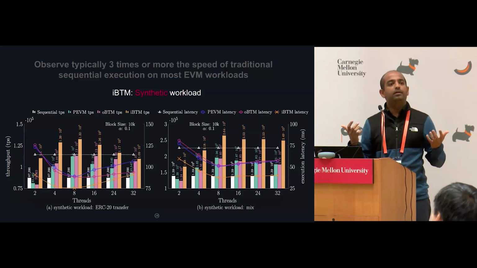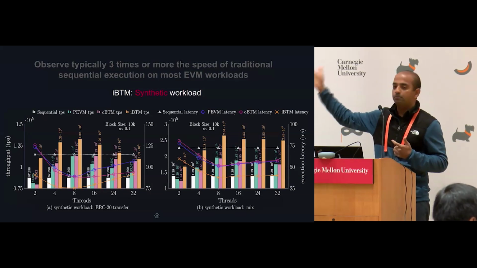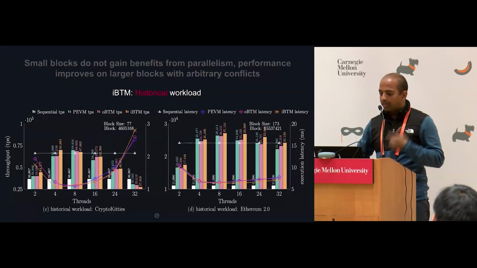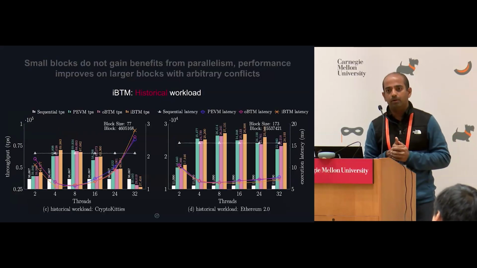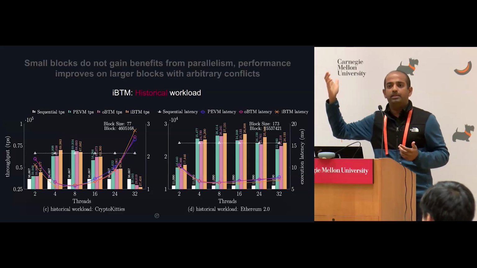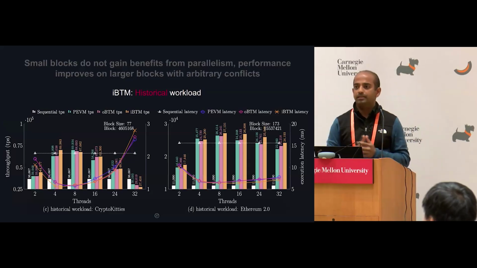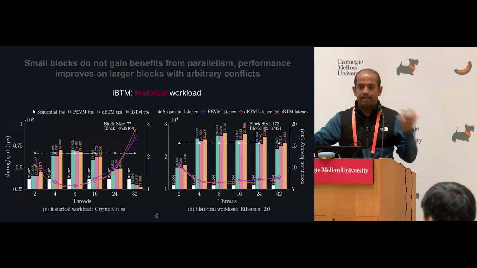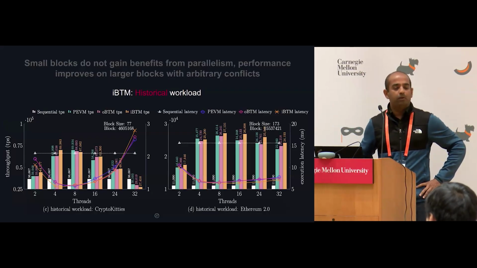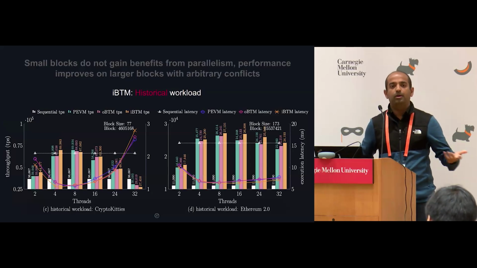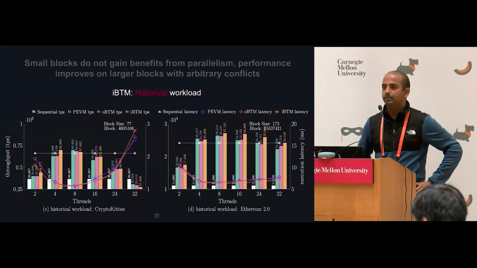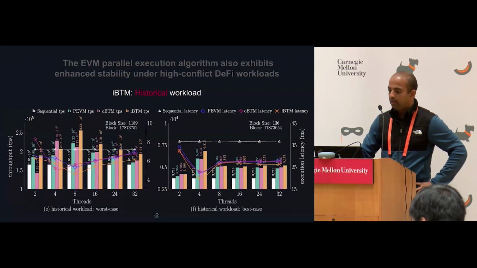But then again, one thing to remember is that all of these benefits come through only at higher thread count, only when block sizes are significantly big. So what happens is when you have really small historical blocks, as you see on the left here, which is a block size of 77, you don't see any real performance benefits coming from parallel execution. And this is probably true of any parallel execution algorithm. But we do see, as the block size increases, the conflict ratio increases, and as the thread count increases, we do see some non-trivial performance improvements over the sequential execution.